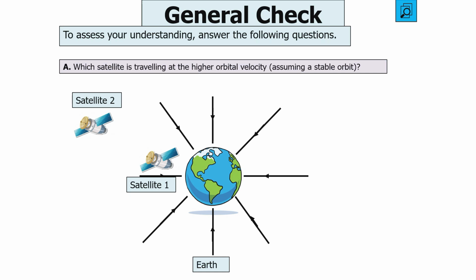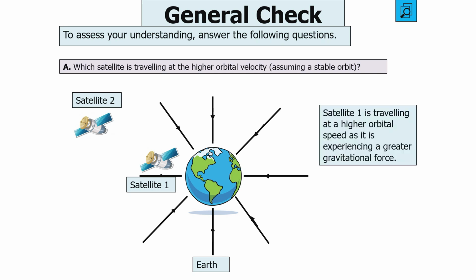Which satellite is travelling at the higher orbital velocity, assuming a stable orbit? Satellite 1 is travelling at a higher orbital speed as it's experiencing a greater gravitational force.